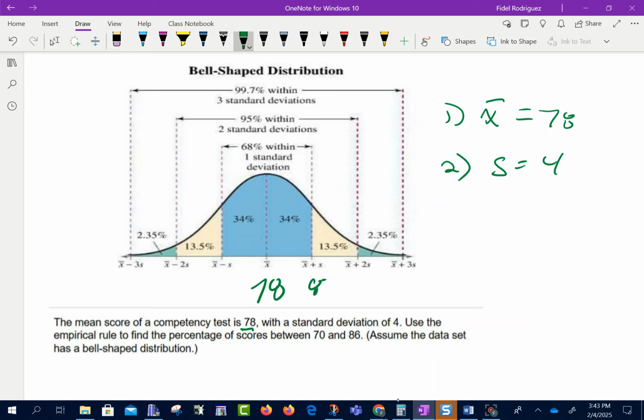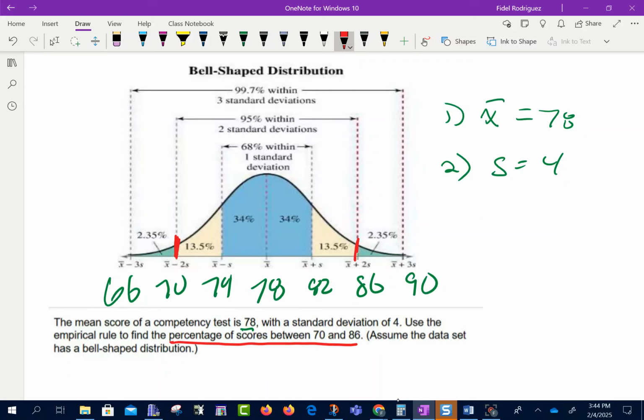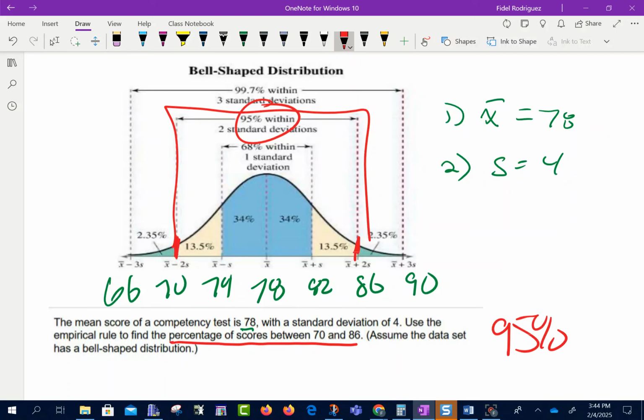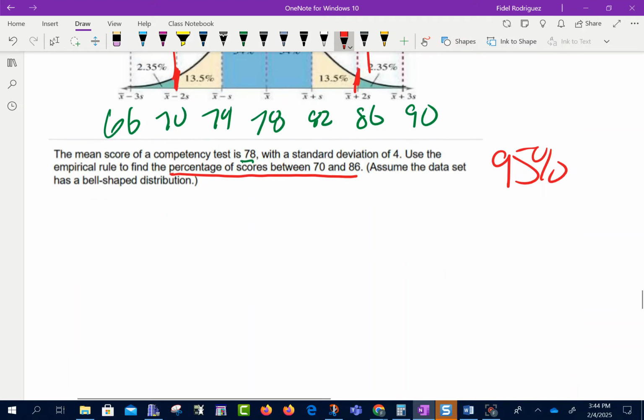If we add 4, that's 82. If we add another 4, that's 86. If we add another 4, that's 90. Okay. If we start to subtract 4, that's 74, that's 70, and that's 66. Now, what we're trying to do again, y'all, we're looking for the percentage of scores between 70 and 86. So between 70 and 86, that, y'all, looks like it is 95%. Okay. So as I'm going through these, y'all, I hope they're making sense.